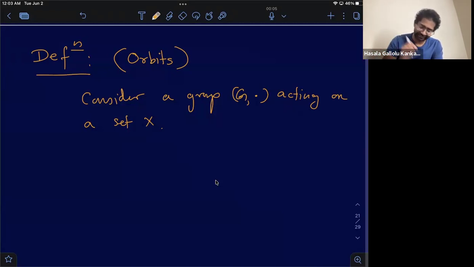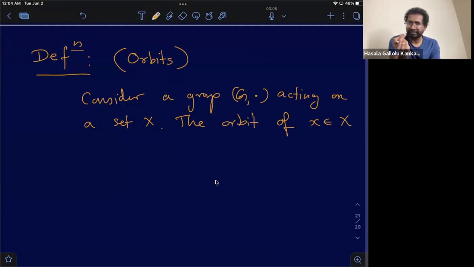Without much concern. So this is what we are going to do. The orbit of any specific element of this set X. To talk about an orbit, you need to specify a value. So you pick a value, and then the orbit is going to be this.